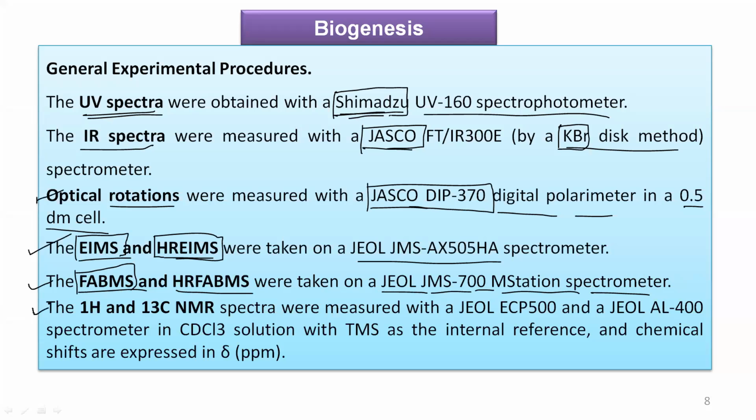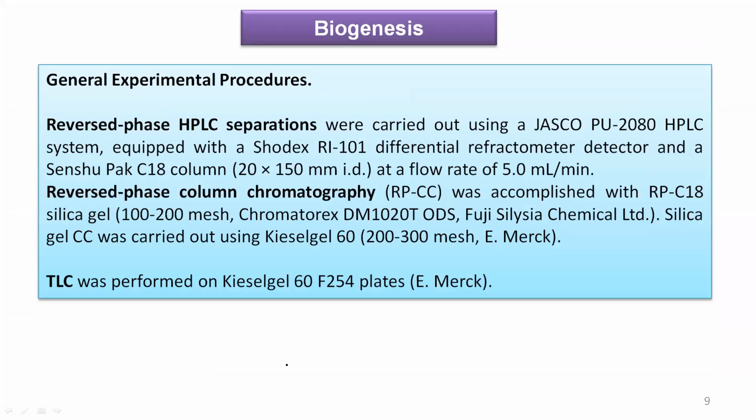Then the next one: proton and carbon 13 NMR spectra were measured on this company's instruments, a 500 and 400 spectrometer. 400 and 500 is the megahertz capacity of that instrument. The compound was prepared in CDCl3 solution with TMS, which is tetramethylsilane, as the internal reference, and chemical shifts are expressed in delta value, in ppm. So this is common to all of us. Then the last two characterizations: reverse phase HPLC separation, they have carried out using JASCO type of HPLC, and what type of detector they have used and so on.